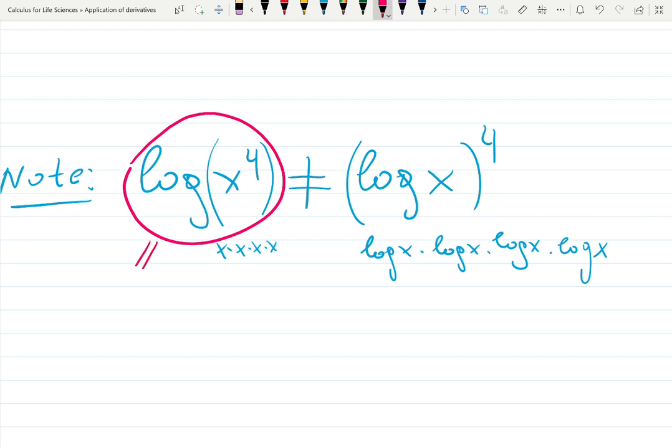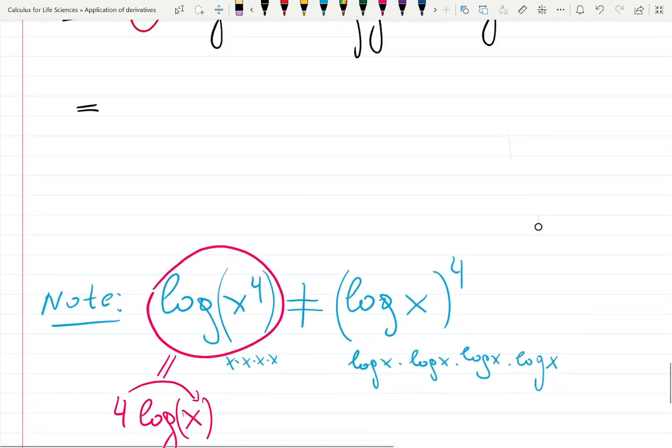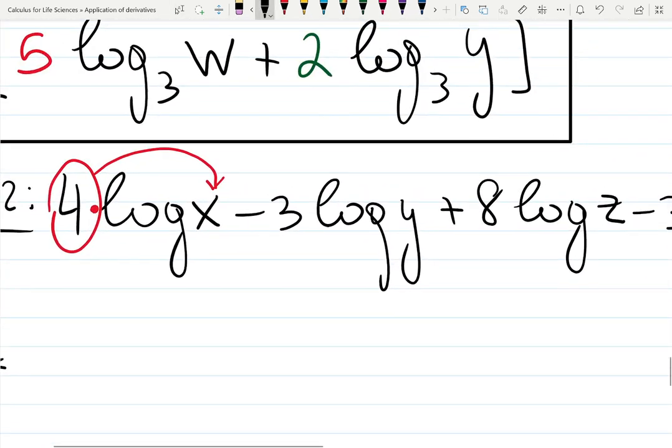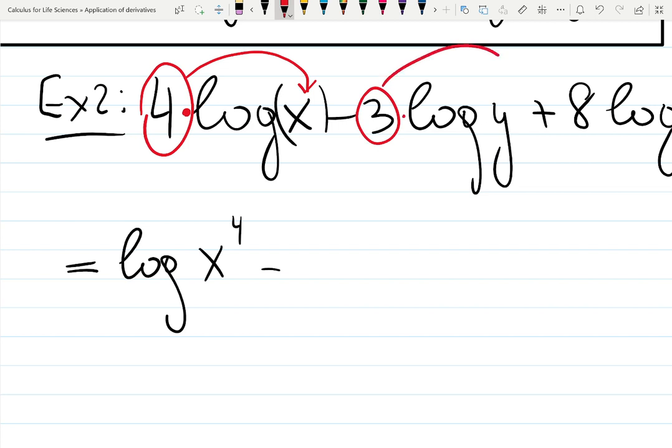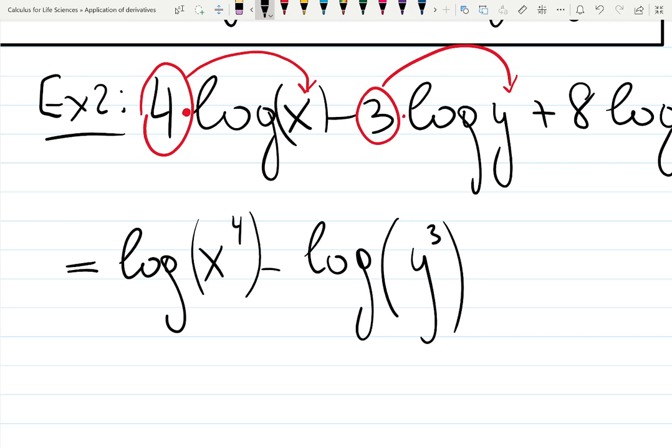But the first example has this property. The first example has it because the input was raised to the 4 and log works with inputs like that. The second example doesn't have any formula. So the second example will stay as it is. So that's what I'm going to do here. I will take 4 and put it as a head on top of the x because x is my input. Log x to the 4 minus. Same thing with this 3. 3 is multiplied by the log. I'll put it on top of the y as a head, and it's like this, parentheses. So it's my input. Log parentheses y is raised to the 3rd power.